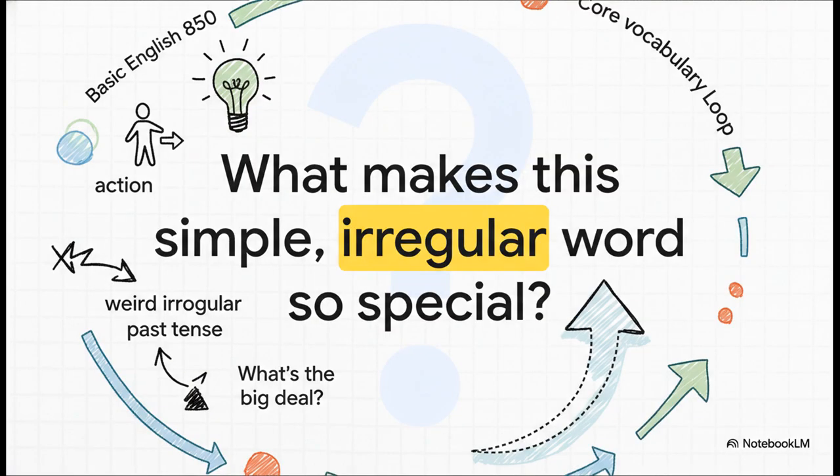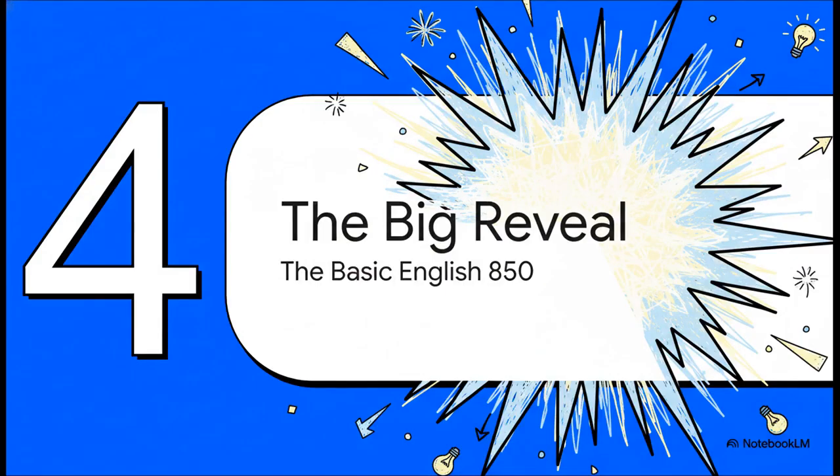So, okay, we've got this one small word. It can be an action or it can be an idea, and it's got that weird, irregular past tense thing going on. But so what? What's the big deal? What makes this word so special that we'd spend this whole explainer on it? Well, it's time for the big reveal. The whole reason burst is so important is because it belongs to a system called Basic English 850.